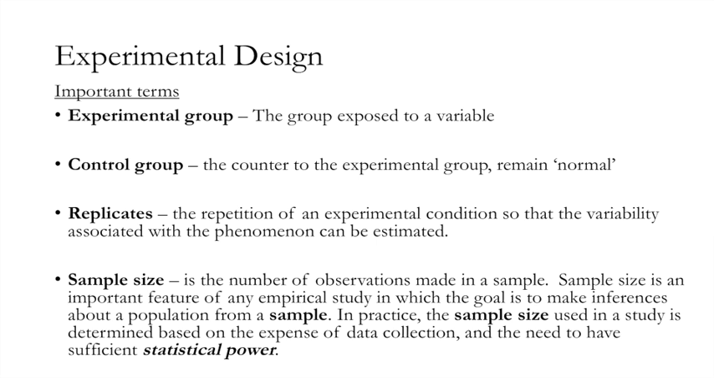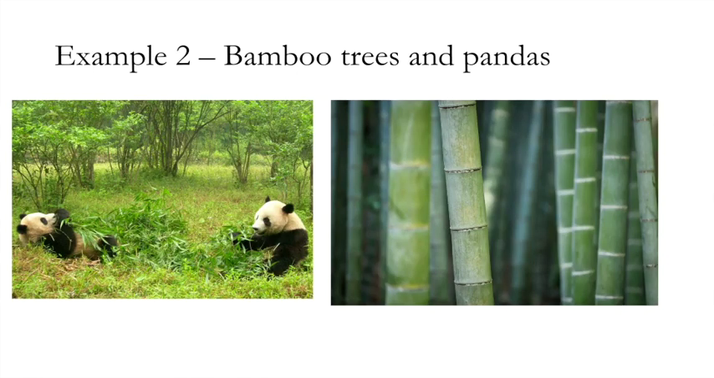Hopefully you came across some of these terms before. If you haven't, there's lots of information on them elsewhere online, and we'll explain some of them in more detail as we continue forward. Okay, so example 2, back to our bamboo trees and pandas. We talked briefly about that last week, but how would this actually look in practice when we are discussing experimental design? So this is now getting a little bit more complicated than our sugary drink example.